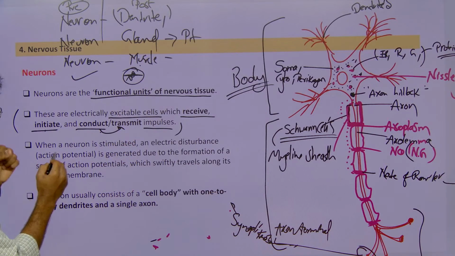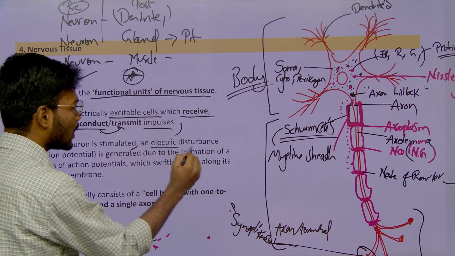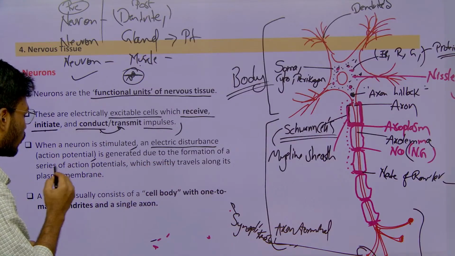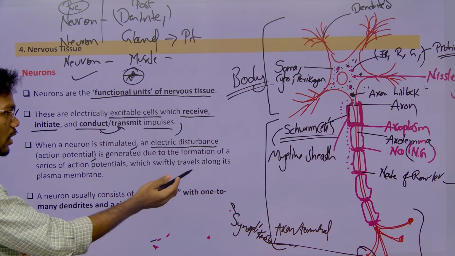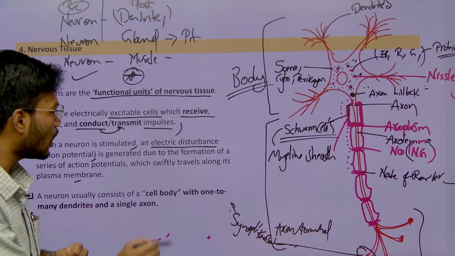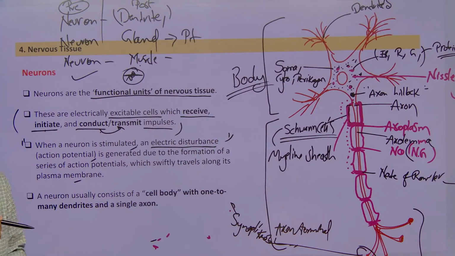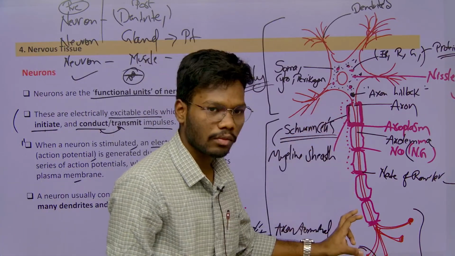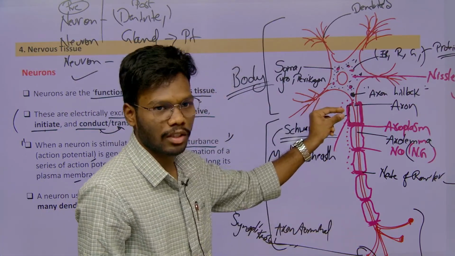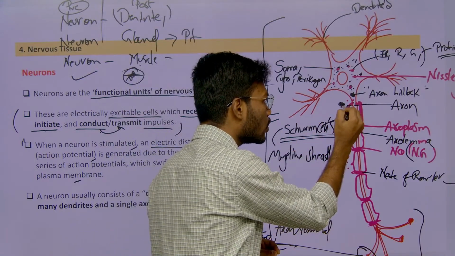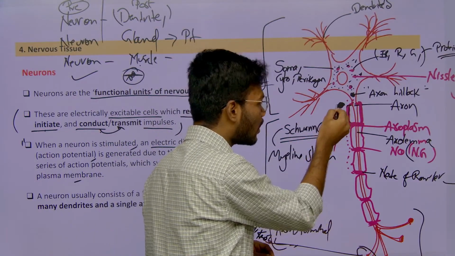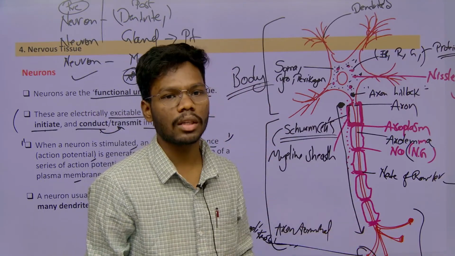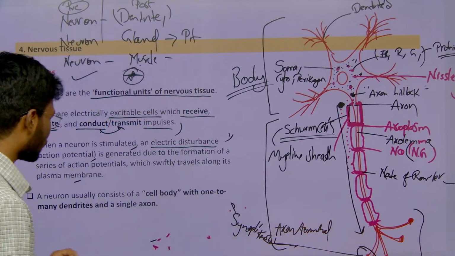And when a neuron is stimulated, an electrical disturbance, which is also called an action potential, is generated, and a series of action potentials swiftly travels along the plasma membrane. We will discuss this in transmission of nerve impulse. Whenever a nerve impulse is transmitted, there will be generation of an action potential starting here. This action potential will travel along this neuron and reach another neuron. We will discuss that, right?